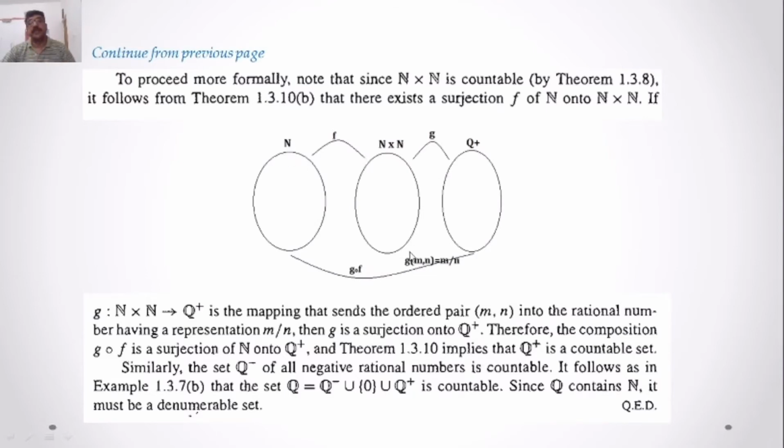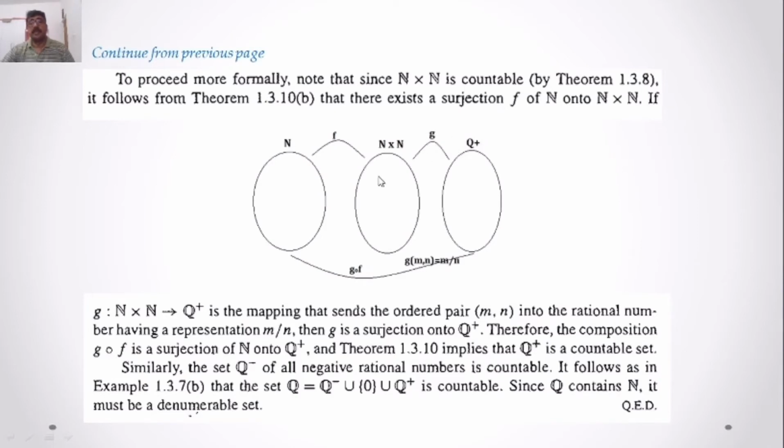From N to N cross N, there exists a bijection. Now you define G from N cross N to Q plus. Any element of N cross N is (m, n). Any positive rational number is of the form m by n, where m and n are natural numbers. So any (m, n) is taken to m by n under this function G.